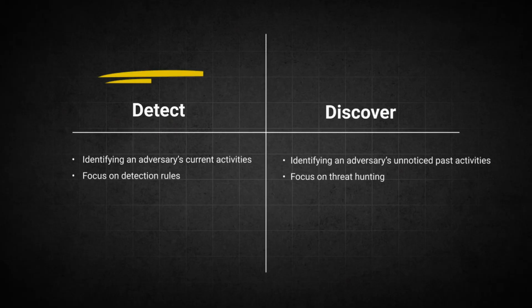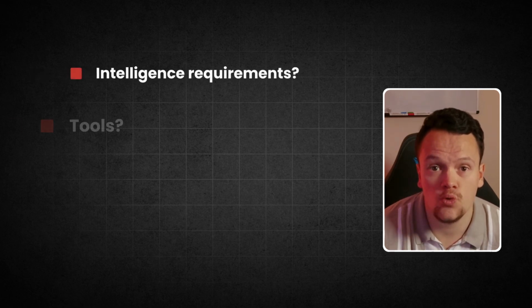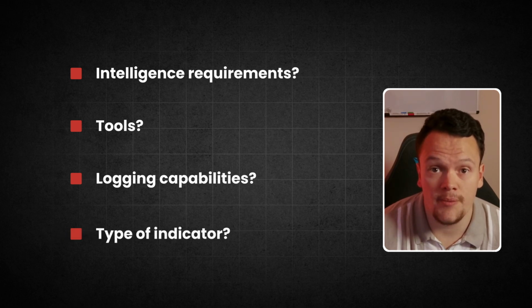You typically have two ways of using an indicator based on the courses of action matrix. First is detect, where you identify an adversary's current activities by creating detection rules. Second is discover, where you identify an adversary's past activities that have gone undetected by running threat hunting queries. Which passive course of action you choose will depend on your intelligence requirements, tools, logging capabilities, and the type of indicator you are processing. You may be limited in how you utilize indicators based on these factors.